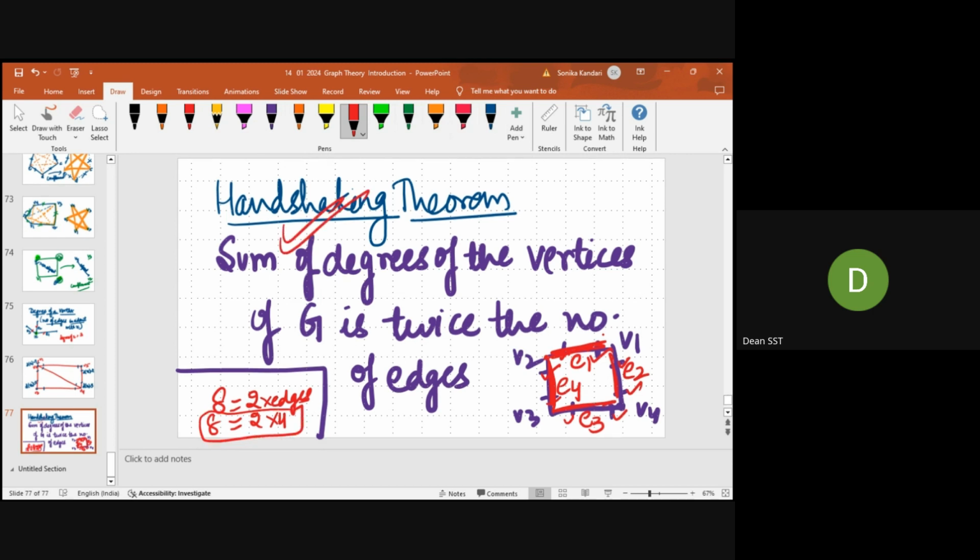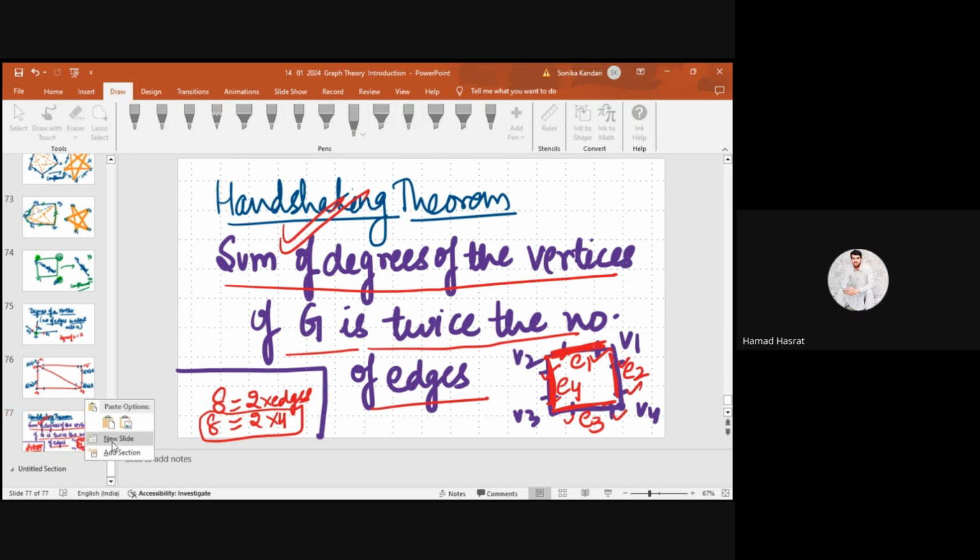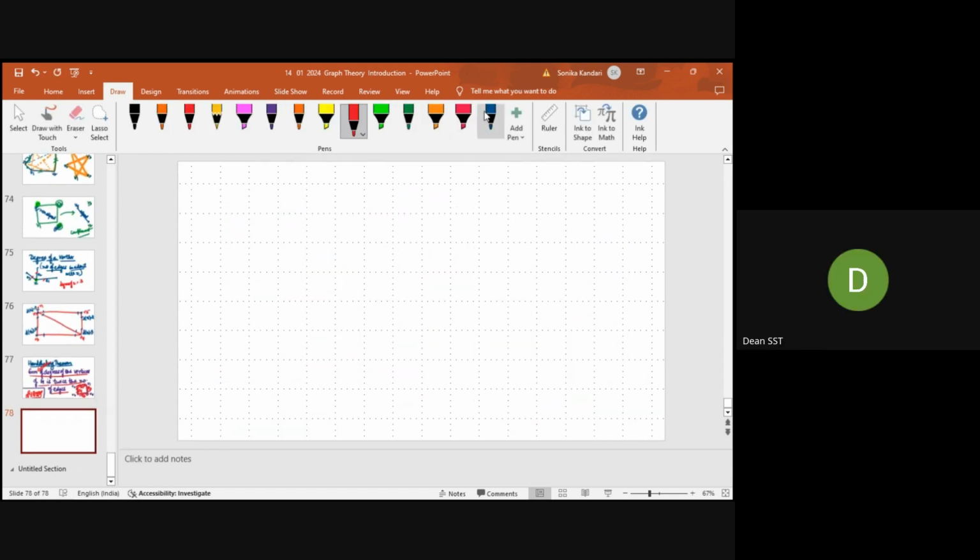So this is your handshaking theorem. Is it clear? What does it state? The sum of degrees of the vertices of G is twice the number of edges. Is it clear, class? Okay. Suppose we have this graph.